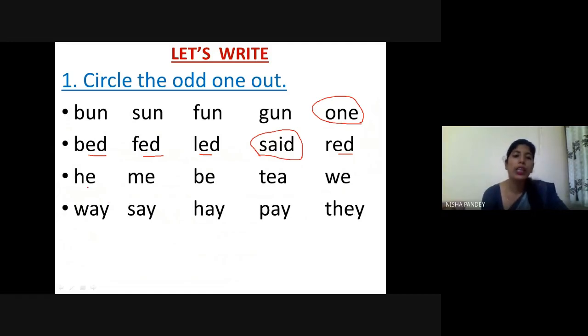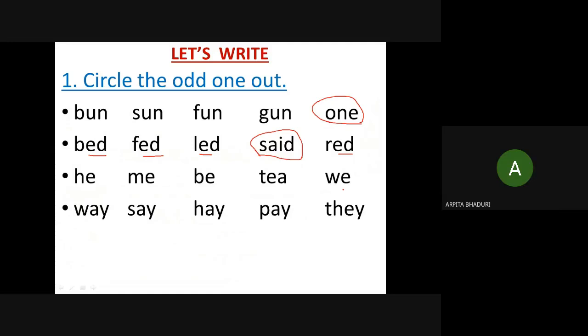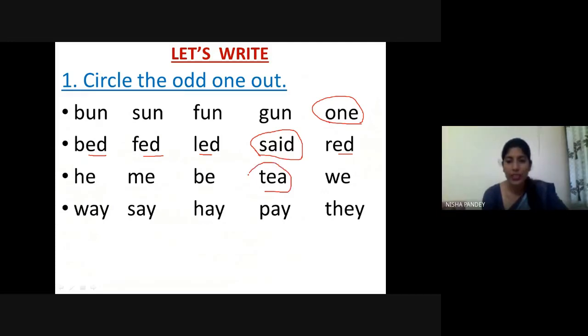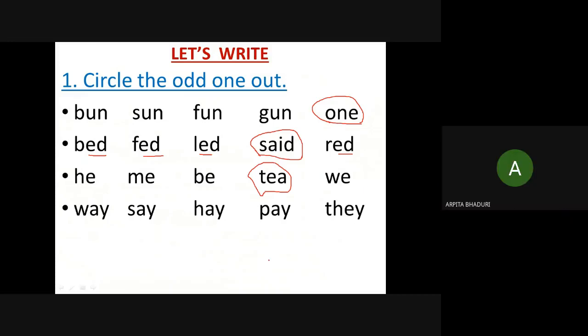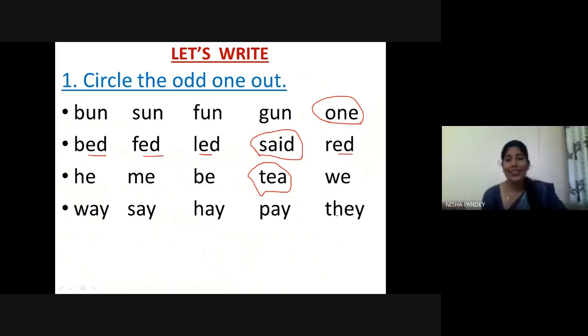Okay. He, me, we, tea, we. Ma'am, tea. Yes. So tea again is different here in spelling, though the pronunciation is the same. All the other words have E at the end. Okay, let's see the next one. We, say, he, pay, they. Last one, ma'am. Yes, the last one.